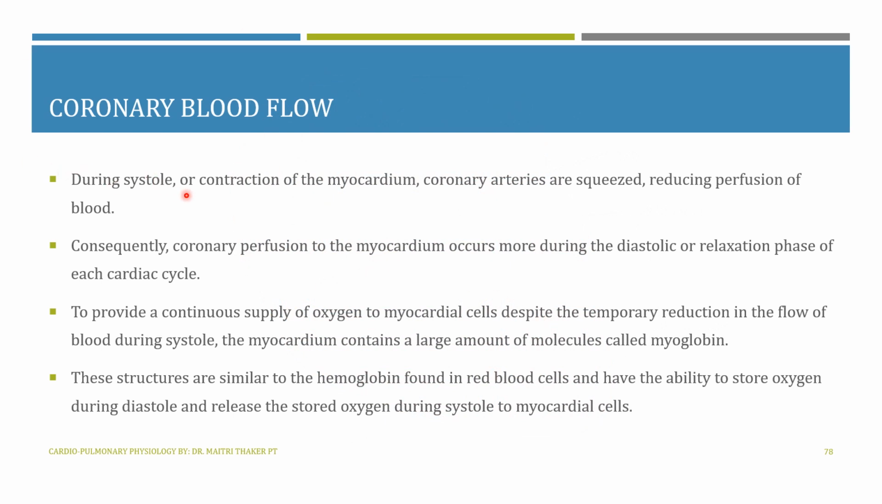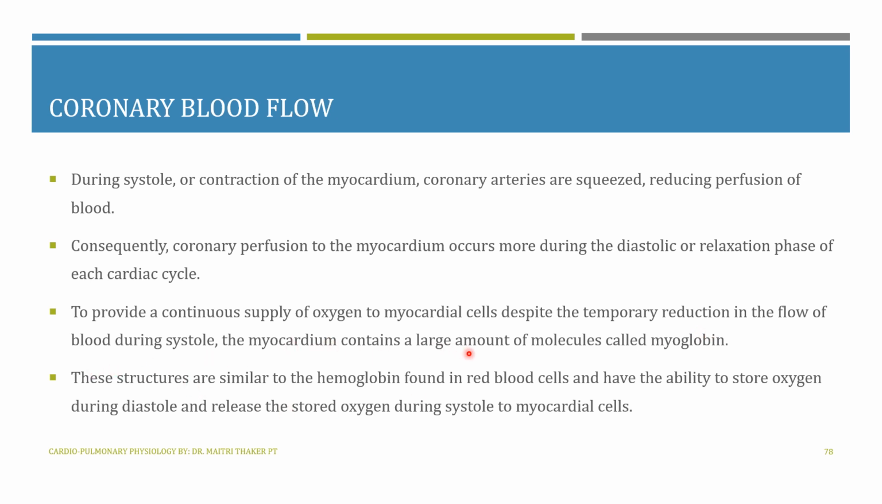So during systole, or during heart contraction, coronary arteries are squeezed, reducing the perfusion of blood. Consequently, coronary perfusion to the myocardium occurs more during the diastolic or relaxation phase of each cardiac cycle. So there must be an adequate diastolic phase, or adequate heart relaxation, in order to get a proper amount of coronary perfusion.